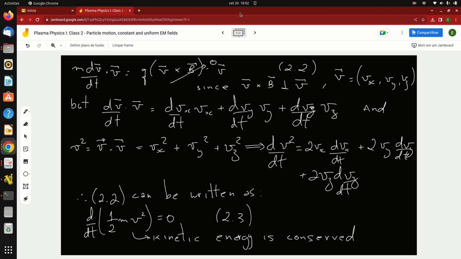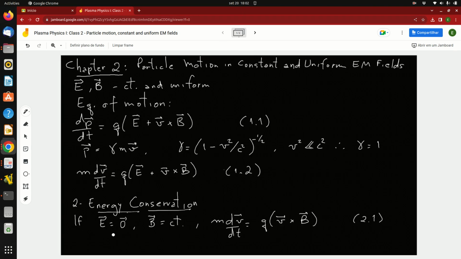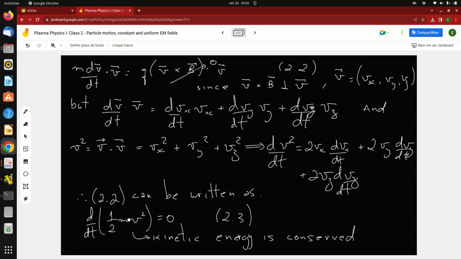This is an important result. If you have no electric field and constant magnetic field, then the kinetic energy of the charges will be conserved. So a static magnetic field does not change kinetic energy.